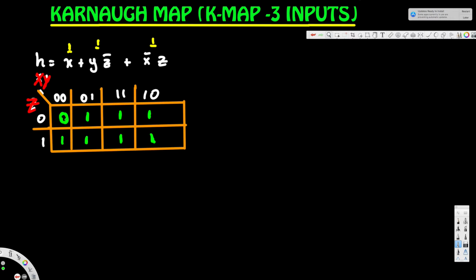So this is the only box that's left. This is going to be 0. Okay, now let's see how we can derive sum of product and product of sum.